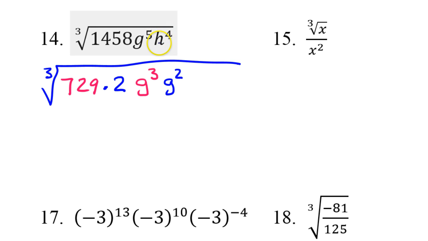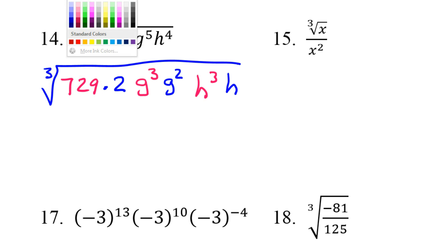What do you think I'm going to do with the h to the fourth power? Any ideas? I'm going to split it up as h to the third and h, I hear you saying. H to the third and h, that's the same thing as h to the fourth power. So everything here in pink can be simplified and brought outside. So that's what I'm going to do.